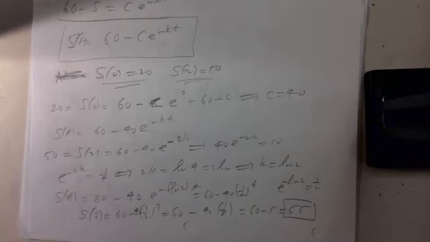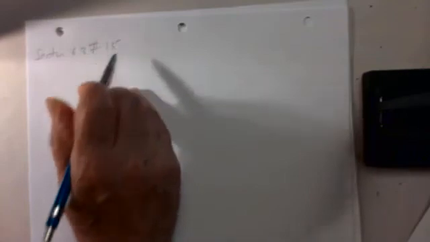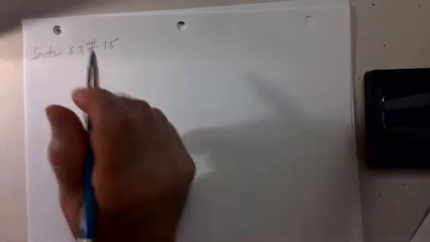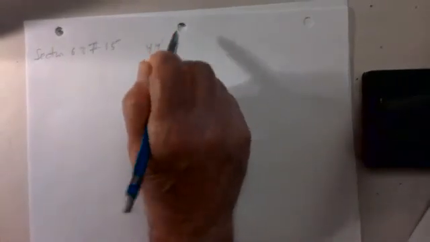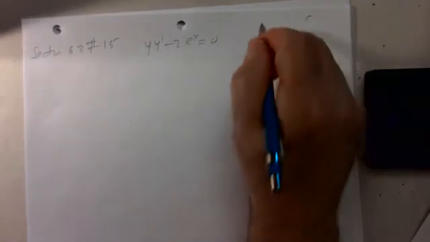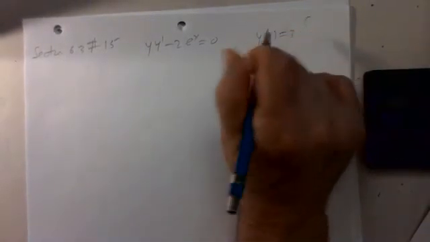So chapter 6, 1 to 17 odd. This is section 6.3, say number 15. We have the following differential equation: y prime minus 2e to the x equals 0. And we have an initial condition, y of 0 equals 3.